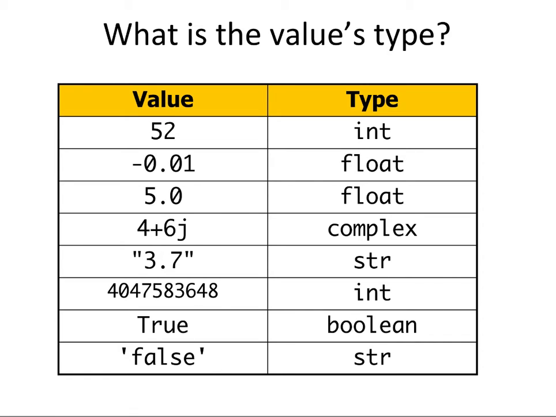4047583648 is a whole number. It's a large integer. True with a capital T is a Boolean. False with a capital F is also Boolean. And finally, we have false with a lowercase f. That's one clue that indicates this is not a Boolean value. And it's in single quotes, which is the real kicker. It means it's a string.